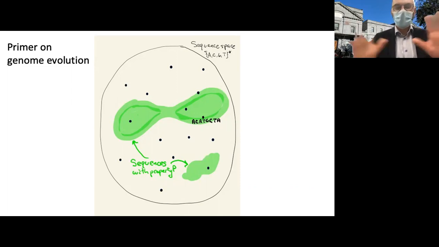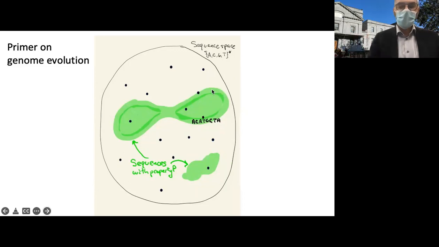Now, in this space, let's say we're interested in a particular property of a sequence. Does this sequence activate transcription in neurons? Then there's a particular subset of that space that I've drawn in green here that includes all of the sequences that have that property, and then there's a subset of sequences that don't have that property. For now, I'm going to assume that this property is a binary thing. Either you have it or you don't.